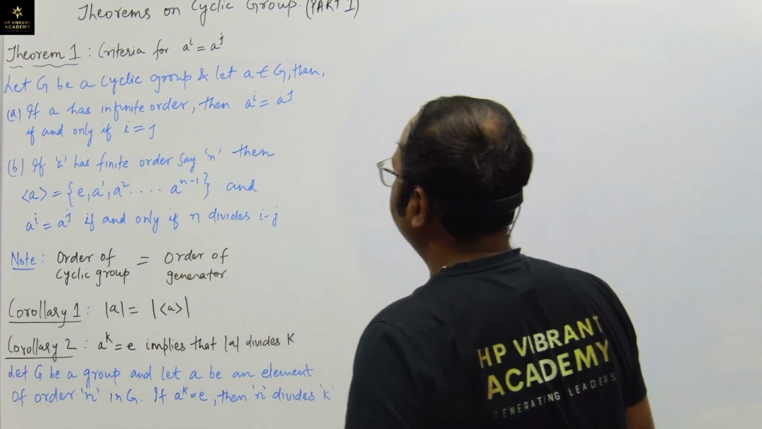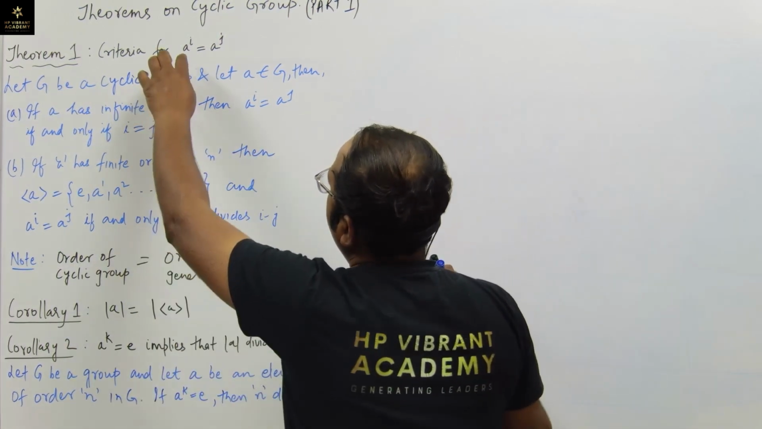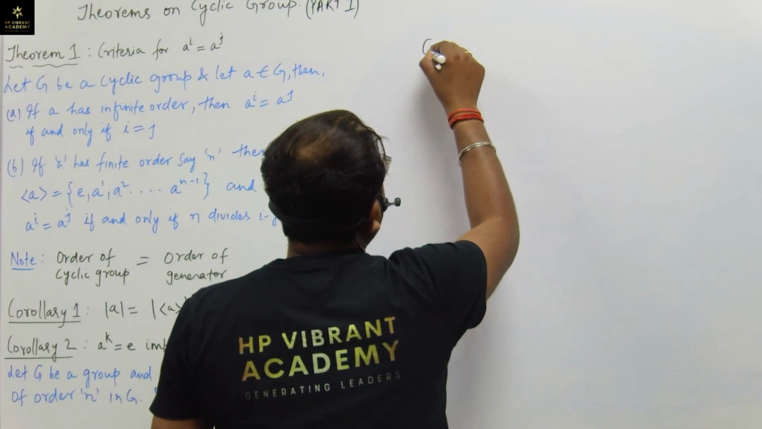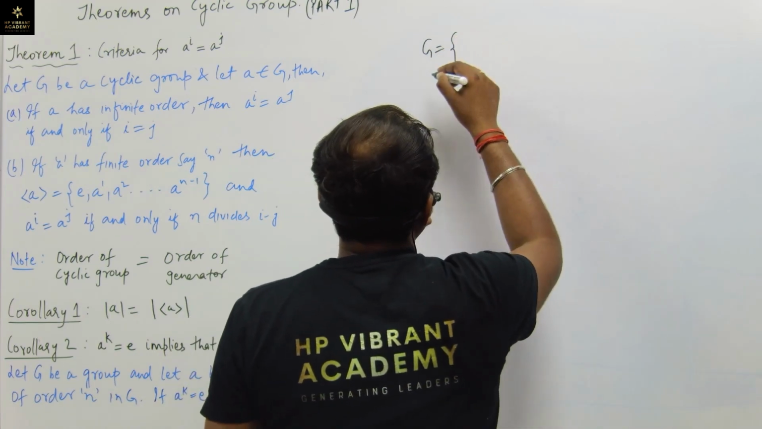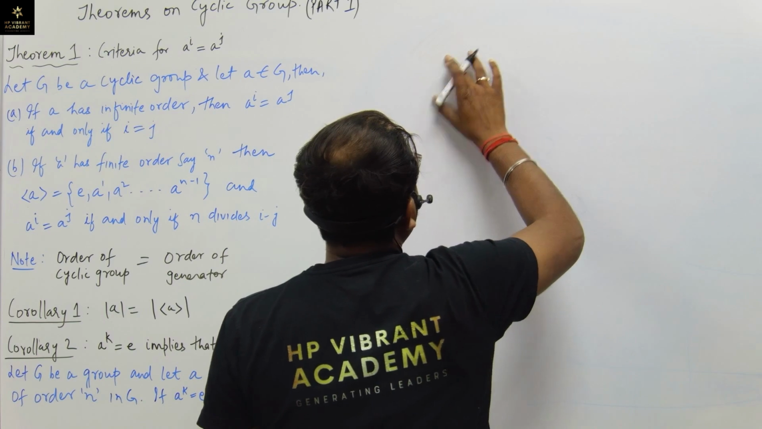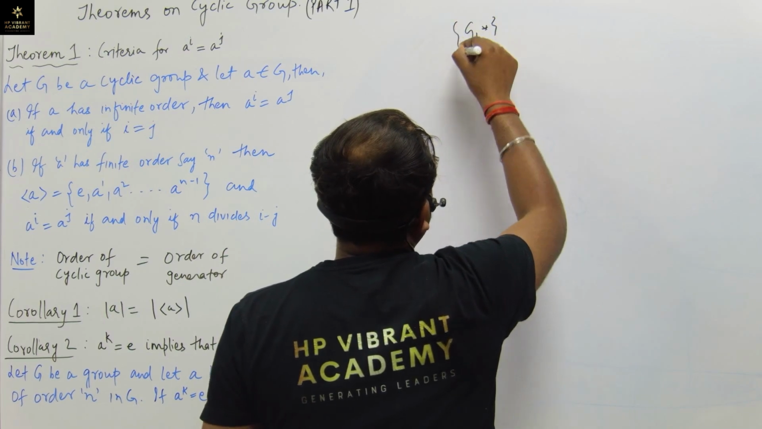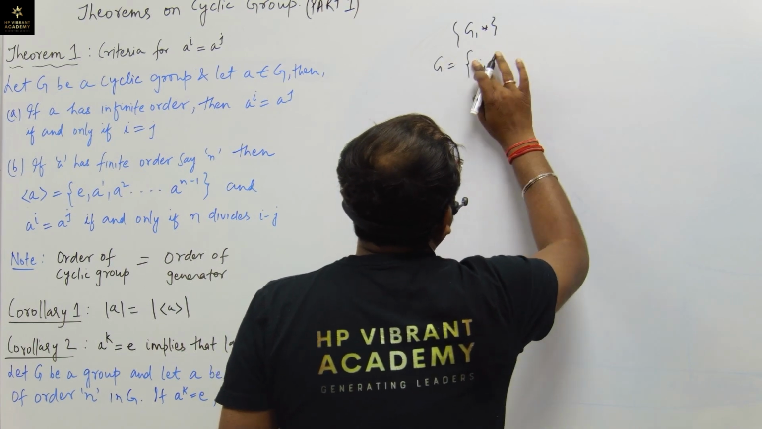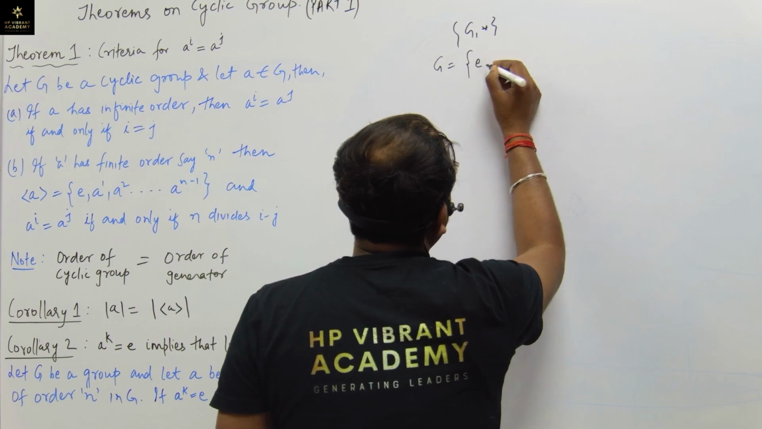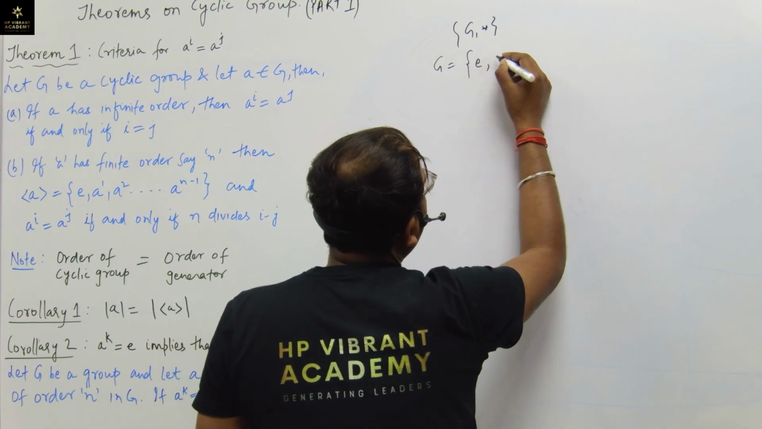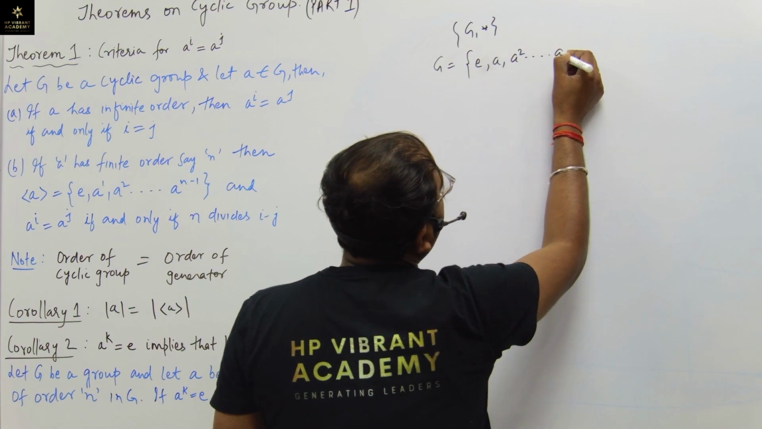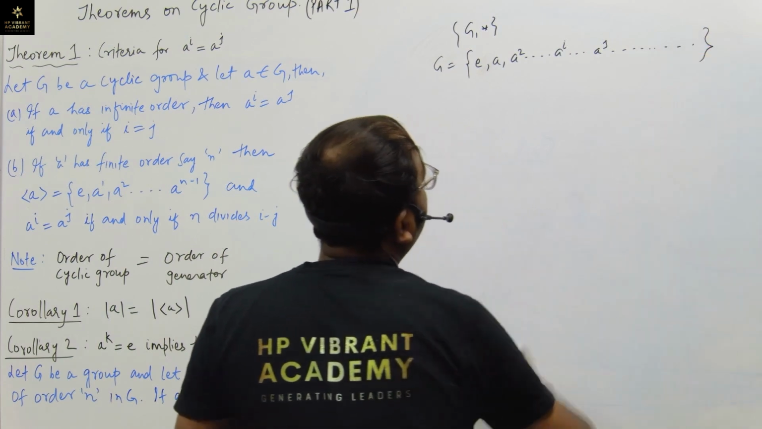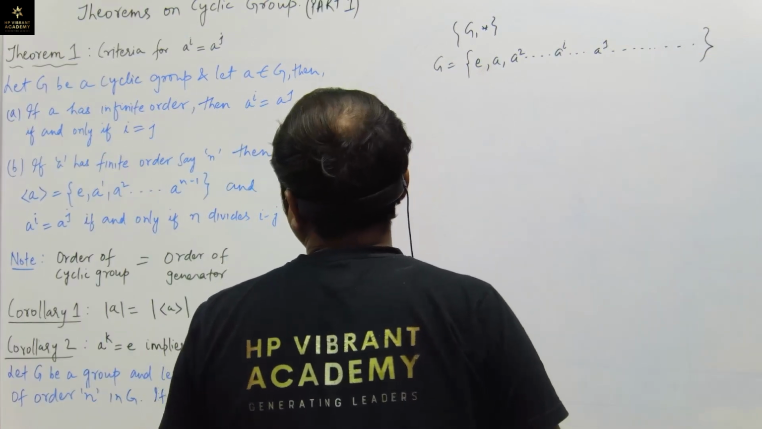Now let us go back to the theorem. We have the criteria a^i is equal to a^j. Let us consider G as a group. Let us consider the algebraic structure as (G, star), where G is a group under the operation star. Let us take the elements of G as the identity element, a, a square, a to the power i, a to the power j, like that. Here we are taking the first case.